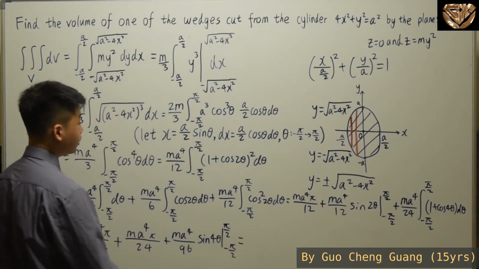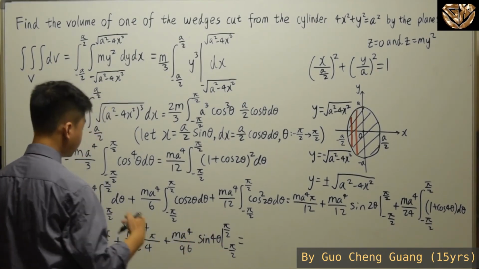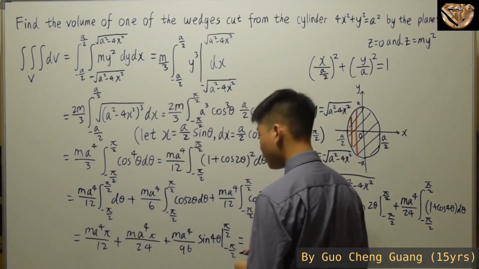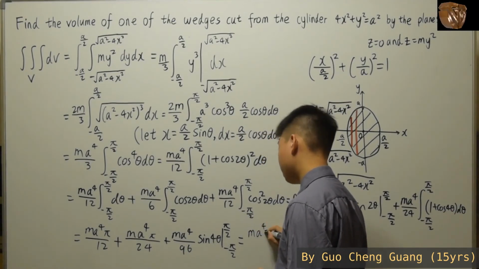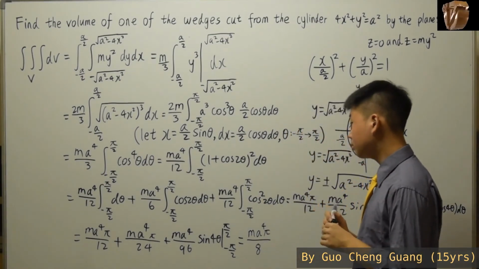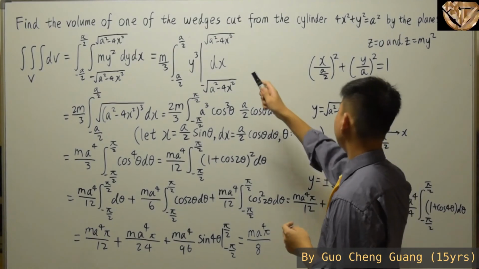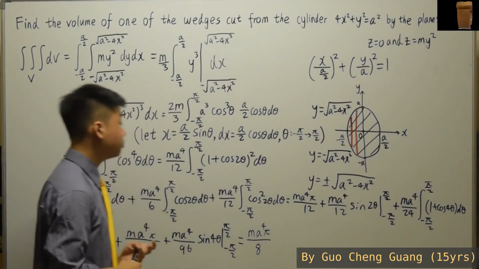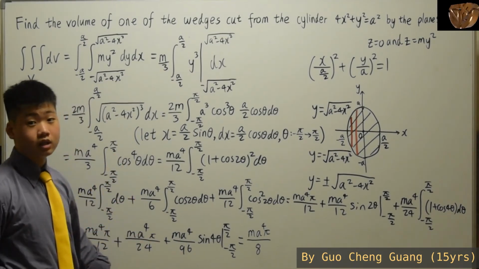But likewise, when you put in half pi or negative half pi, you're going to have 2 pi and negative 2 pi, which are both 0. So here you will be seeing ma to the power of 4 pi over 8. Alright, so this is going to be the volume for this kind of wedge cut from this kind of elliptical cylinder, which is the volume is ma to the power of 4 pi over 8.